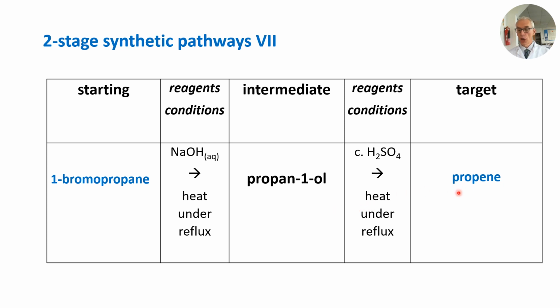So propene can be readily made from propan-1-ol by dehydration: concentrated sulfuric acid, heat under reflux. We've met that in this lesson before. And 1-bromopropane can be converted into propan-1-ol by reaction with dilute sodium hydroxide, heat under reflux. So that is how that conversion would take place in 2 steps.